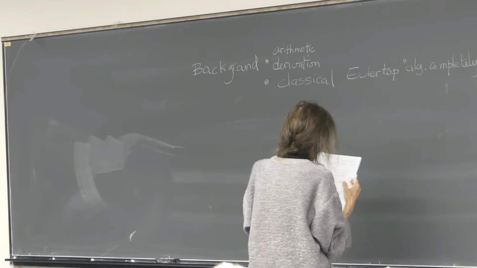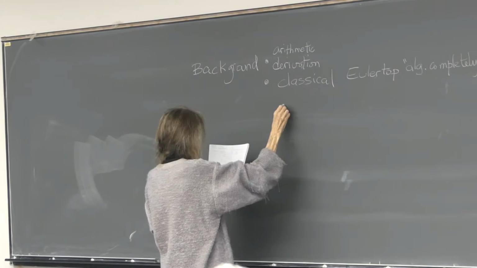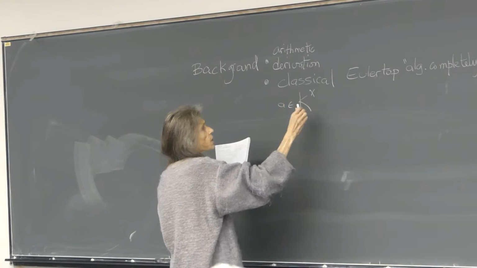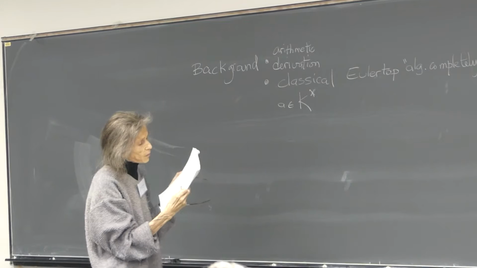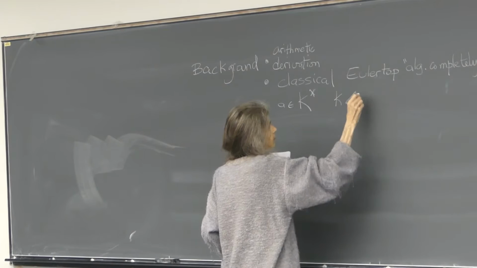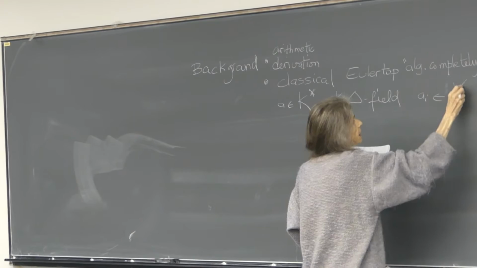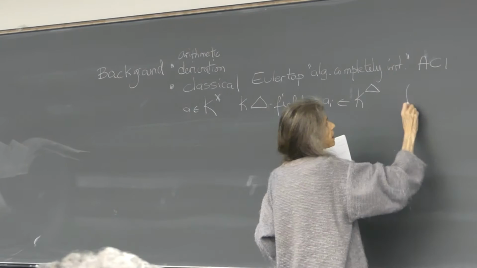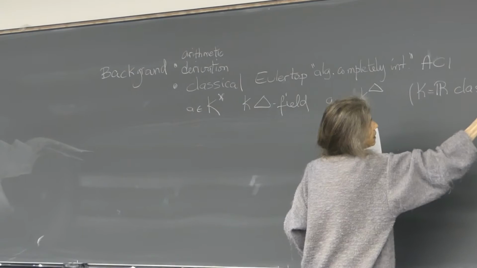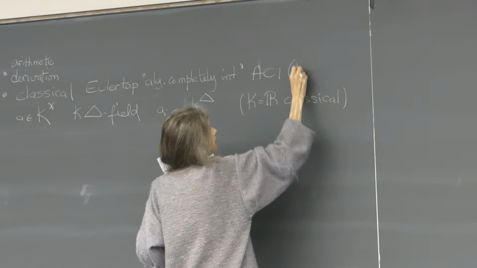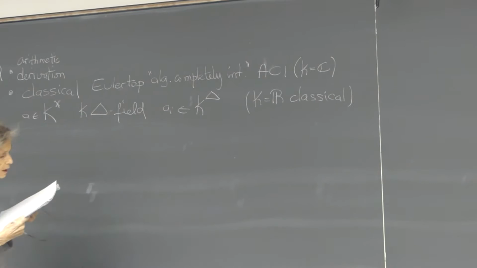So I will start with the following. Let a be an element which is non-zero, where a bar on top of anything means an invertible element, and K is a delta field. And then the a_i are constants, so they are in K^delta. In a classical case, you can take K equals R. And to phrase it as an ACI, it's more conventional to take the complex numbers, because then everything becomes a variety over an algebraically closed field.